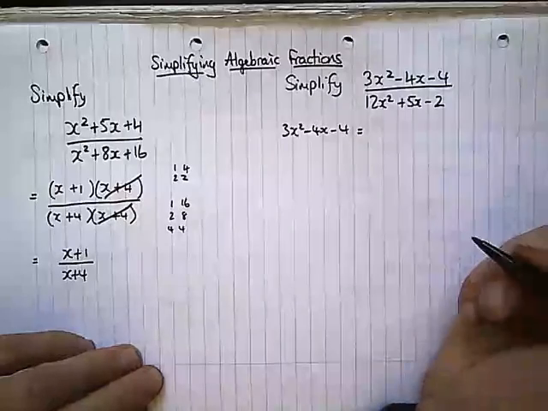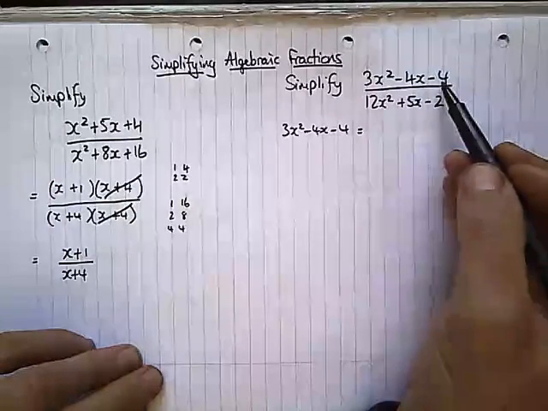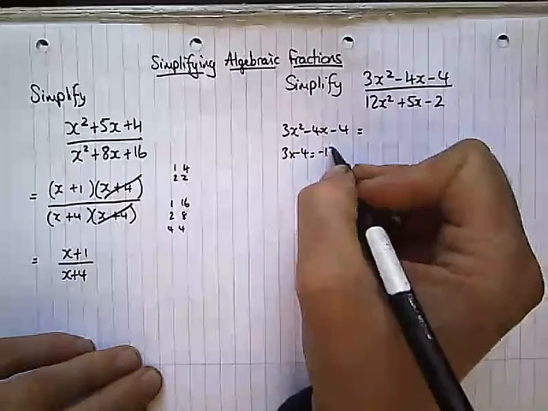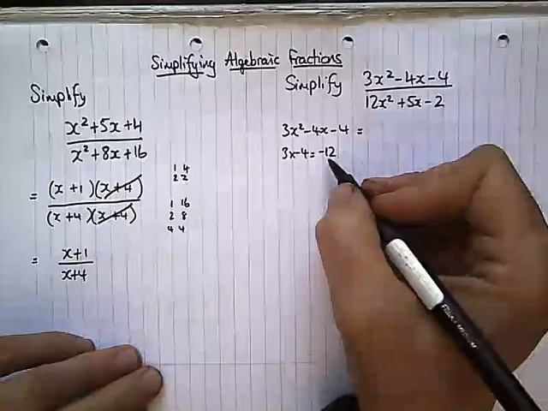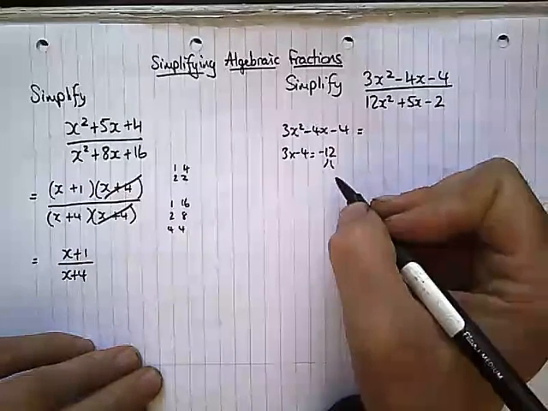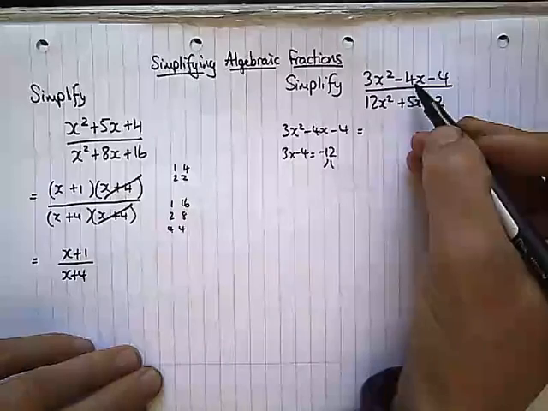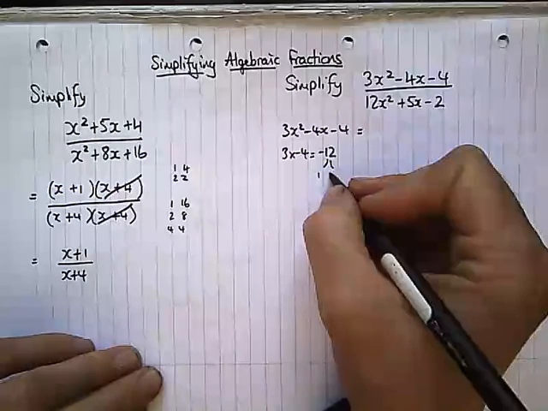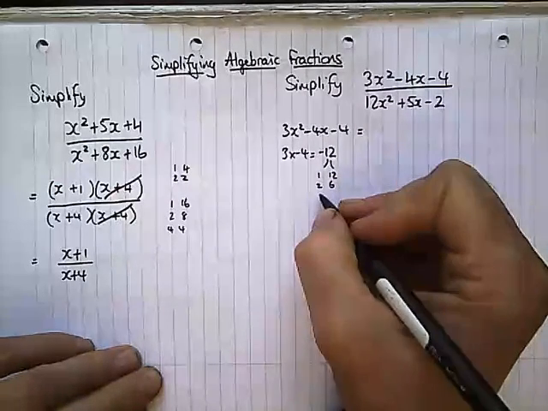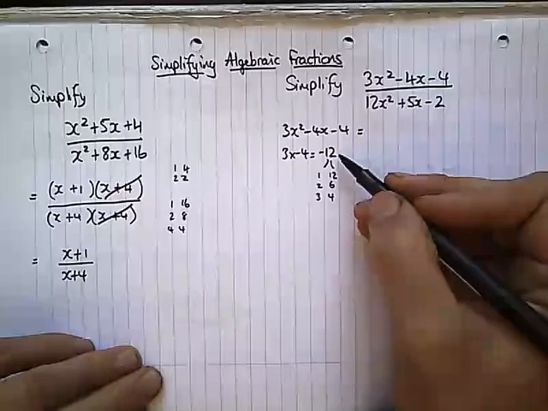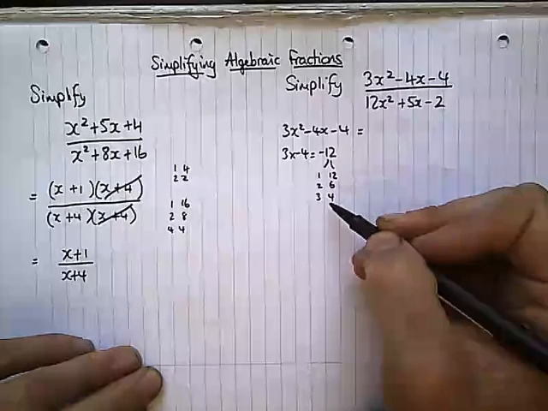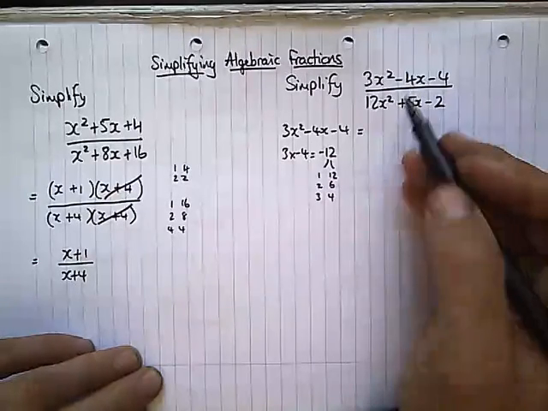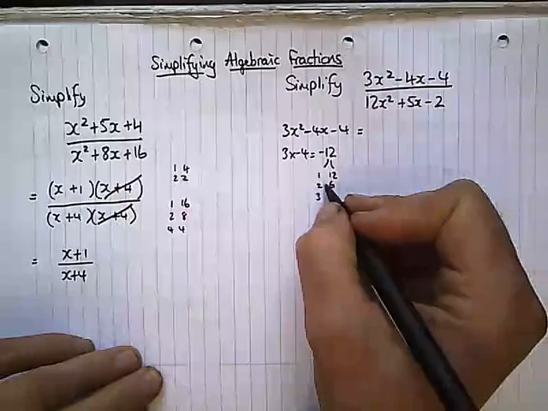So we start by doing 3 times minus 4, which equals minus 12. And then we look for the numbers that multiply to make minus 12, but add together to make minus 4, the number in front of the x. So we've got 1 and 12, 2 and 6, 3 and 4. Well, it's got to make a minus 12, so one of these numbers has got to be a minus. And they've got to add together to make a minus 4. So therefore I think it's got to be a minus 6 and a plus 2.